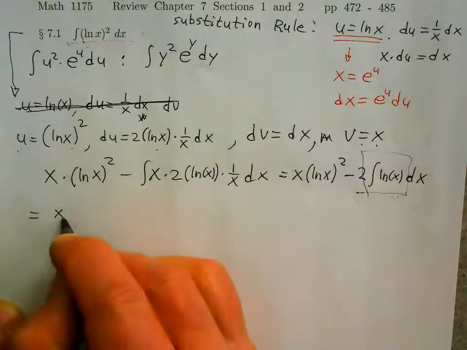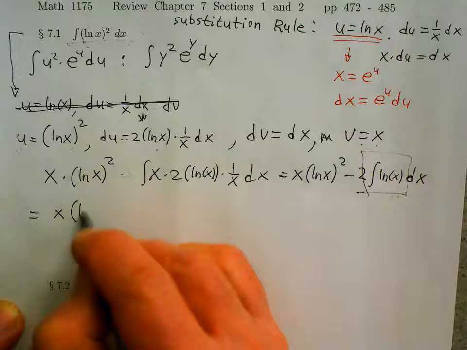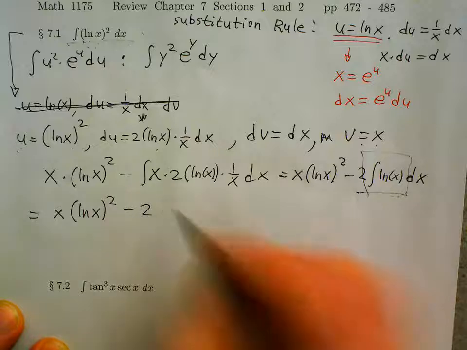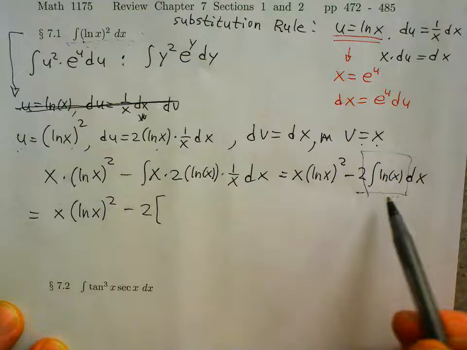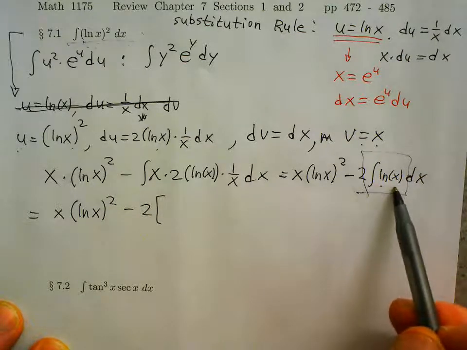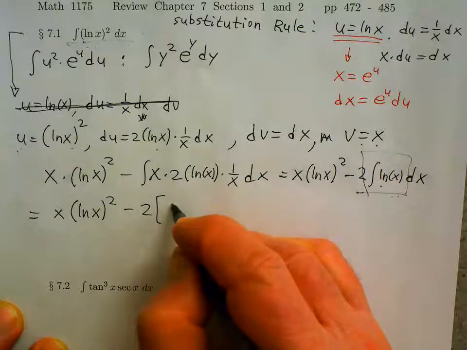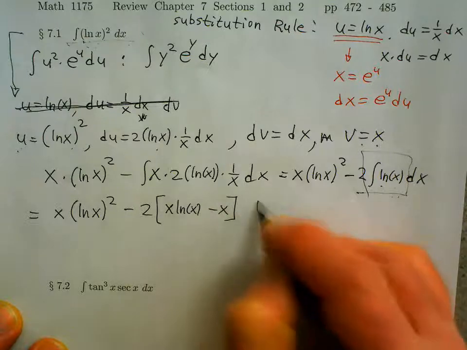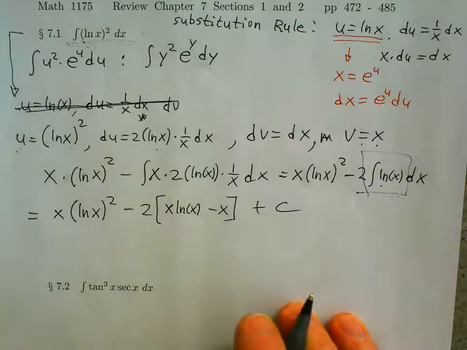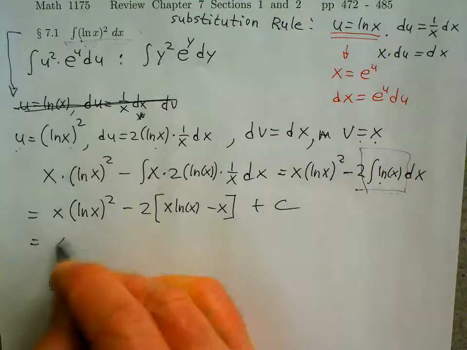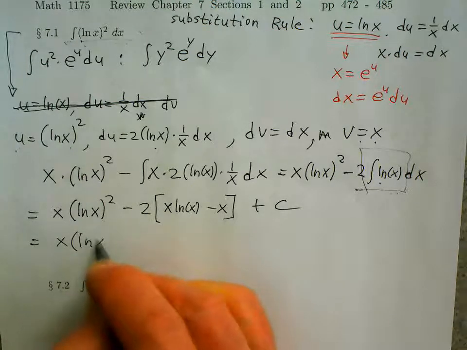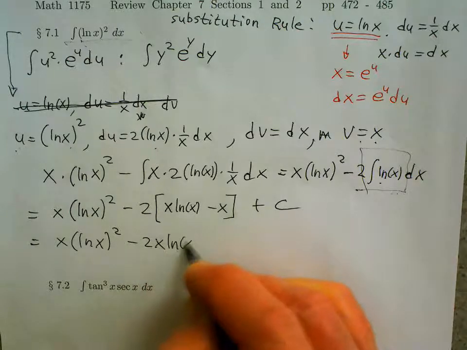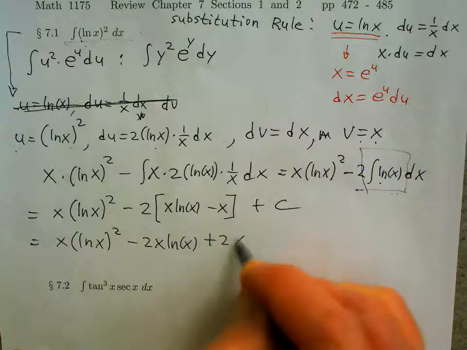So we can write down the final answer, x times the quantity natural log of x squared minus 2 times an antiderivative for the natural log of x. If I remember correctly, it's x times the natural log of x minus x. So we can simplify a little bit more. x times the quantity natural log of x squared minus 2x times the natural log of x plus 2x plus c.